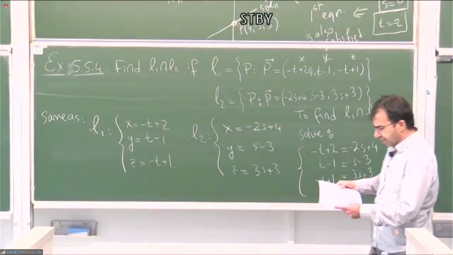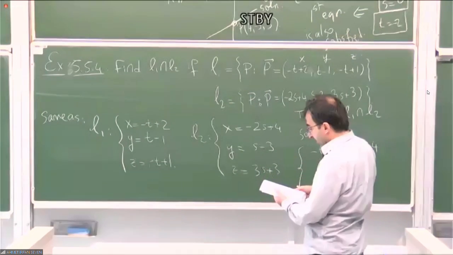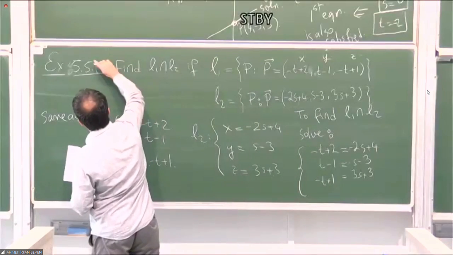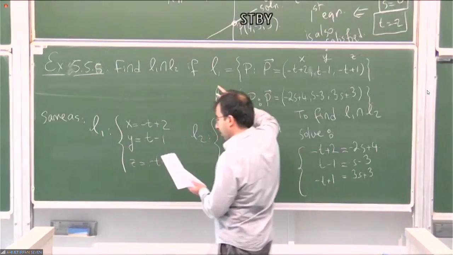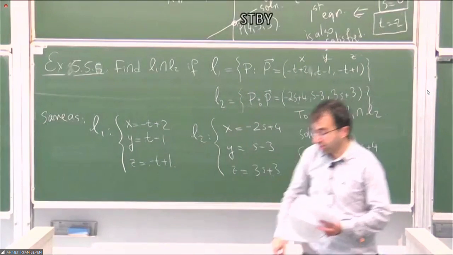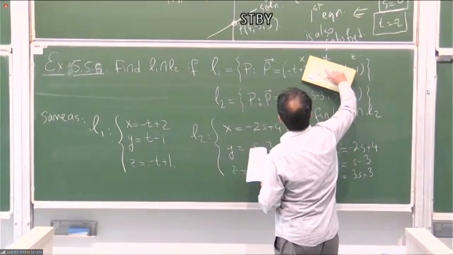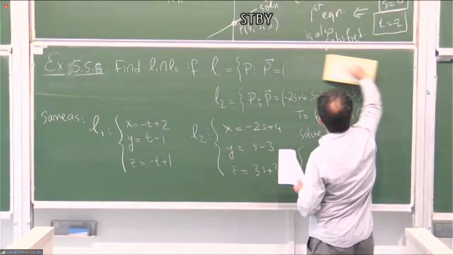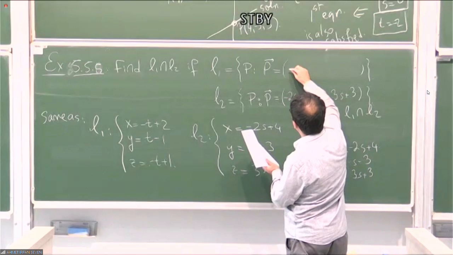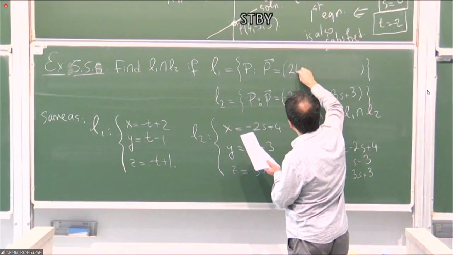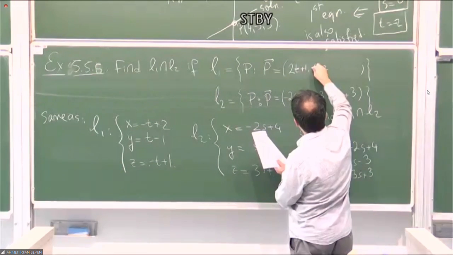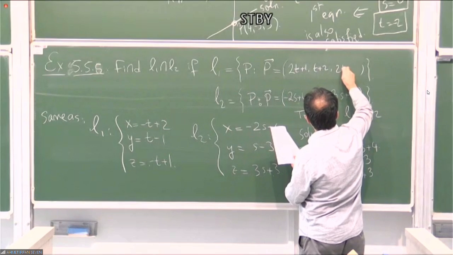All right, let's take one more example from the book. This time let's take 5.5.5. Again, say find L1 intersection L2 if L1 is given as follows. This is the book's notation, but I must say it is not a standard notation: 2t plus 1, t plus 2, and 2t minus 1.